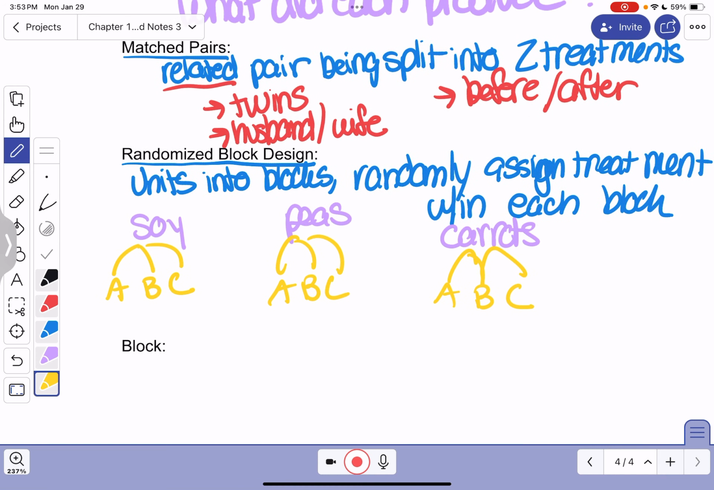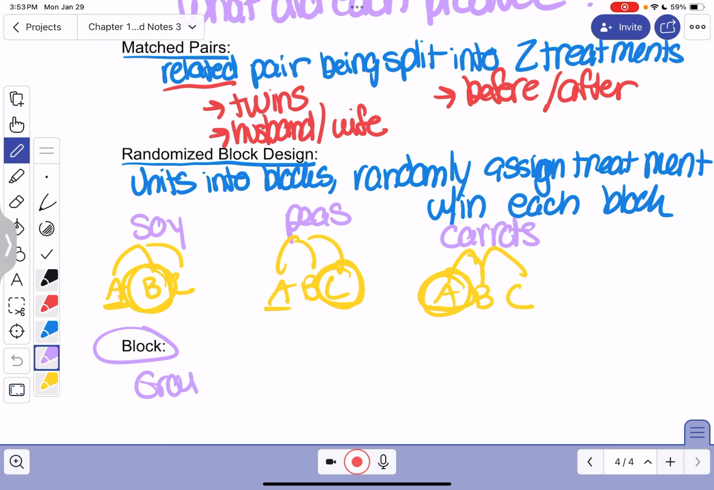By doing this, we can see if maybe no fertilizer has the same effect on all of them. Maybe soybeans do really good with B, but peas do really good with C, and carrots do really good with A. Maybe the type of vegetable matters. So that's why the blocks might happen instead of them all being the same. Finally, the block is just that group of units with a similar characteristic. Group of units with similar traits.